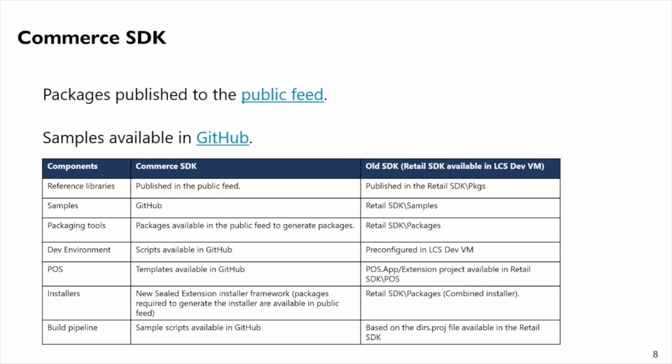Then the second part of the SDK is the reference library, or the packages. To do any commerce development, you may need to consume our contracts, messages or entities, or even to create extension packages or installers, you need to consume the packages. All those packages are now available in the public feed. So if you want to develop a commerce runtime extension, you don't even need the samples. You can just create a C# project and consume these packages for any of the reference messages, entities or interfaces. Then you can do your development and publish the extension.